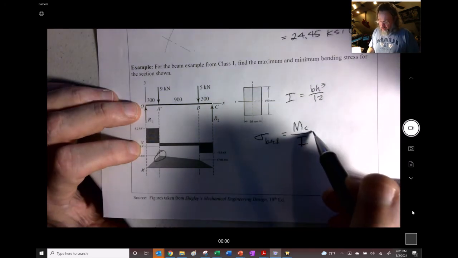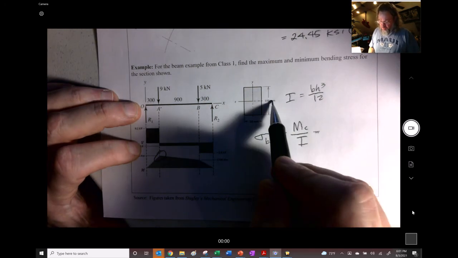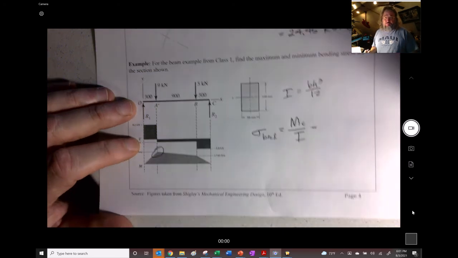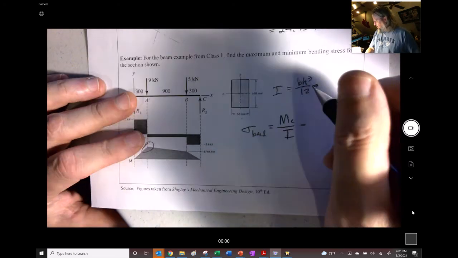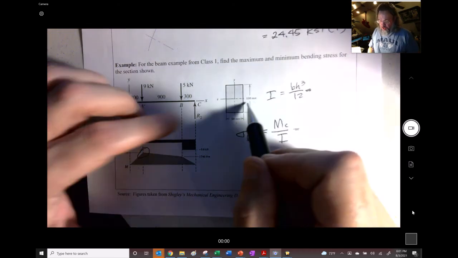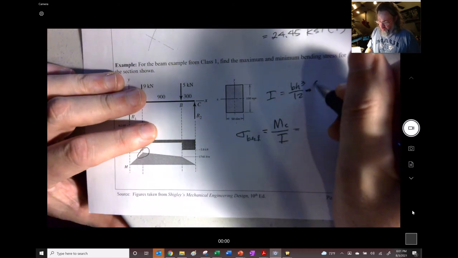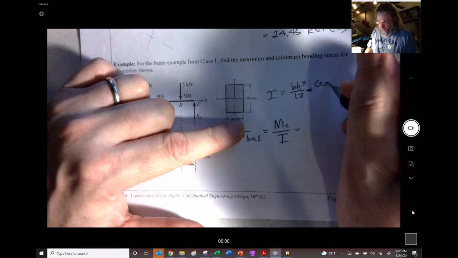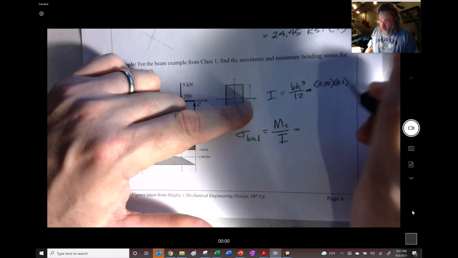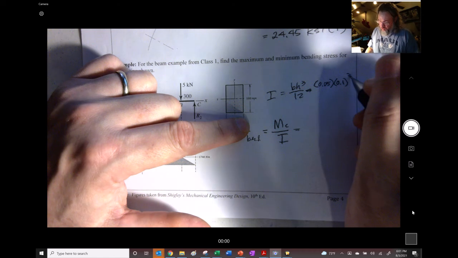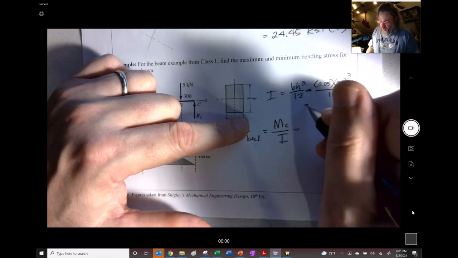And plug that in. Of course, these were in millimeters right here, so it would have been good to have done this differently. Maybe I'll do this anyway. What we want to do is turn these into meters. So the base is 0.05, I'll be late to class, and 0.1 is the height, cubed over 12. And you're going to end up with a very small number.